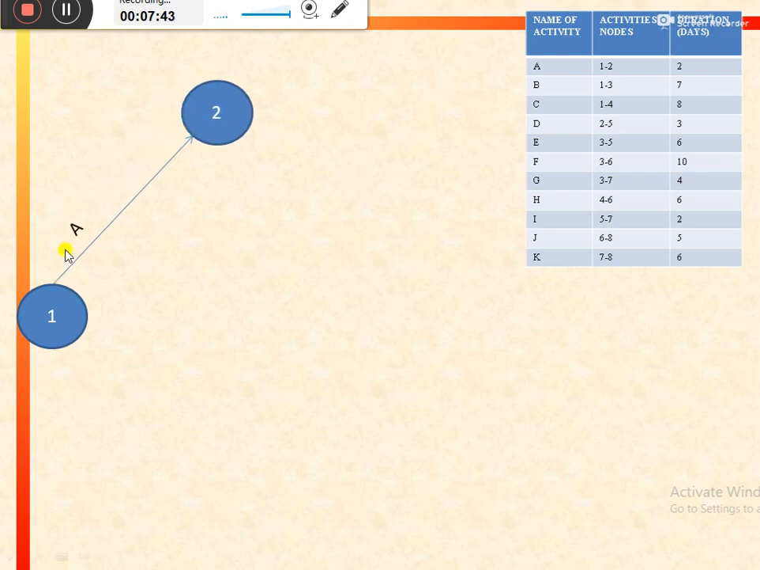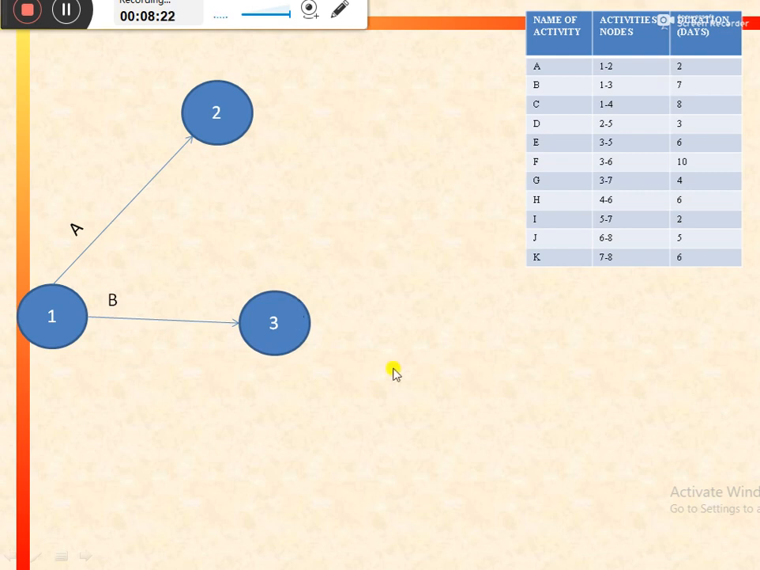So activity A would be denoted in this graph. Activity A is denoted by nodes 1, 2. So activity A would be drawn like this between nodes 1 and 2. In a similar way, now we would draw the activity B, that is nodes 1, 3. So like this we would draw the activity B, that is denoted by nodes 1, 3.